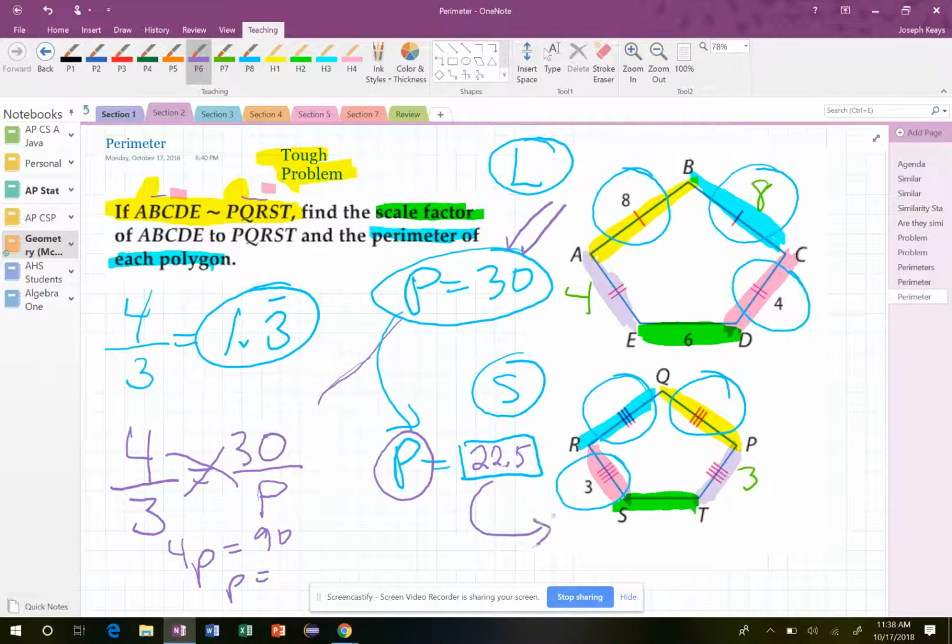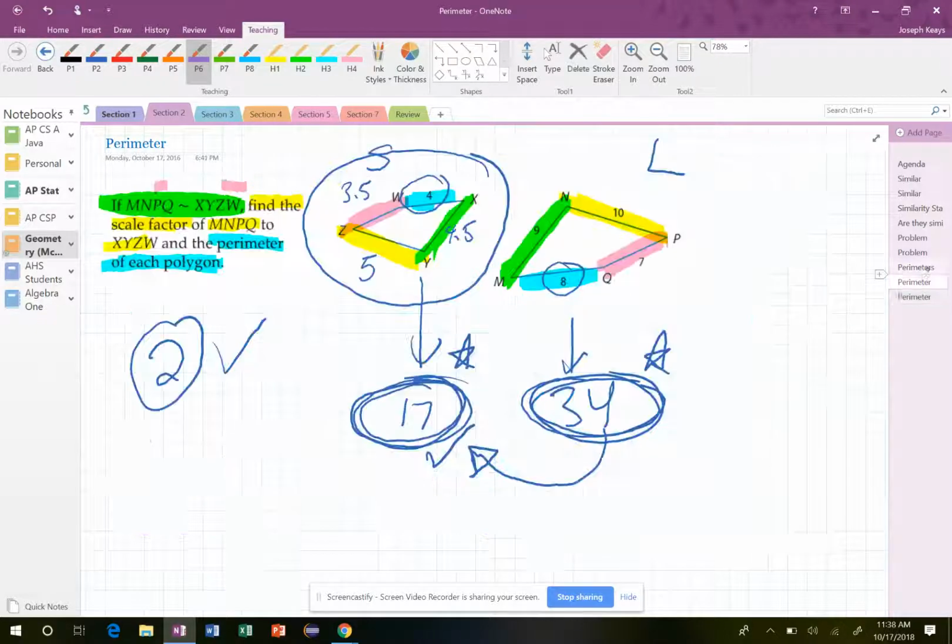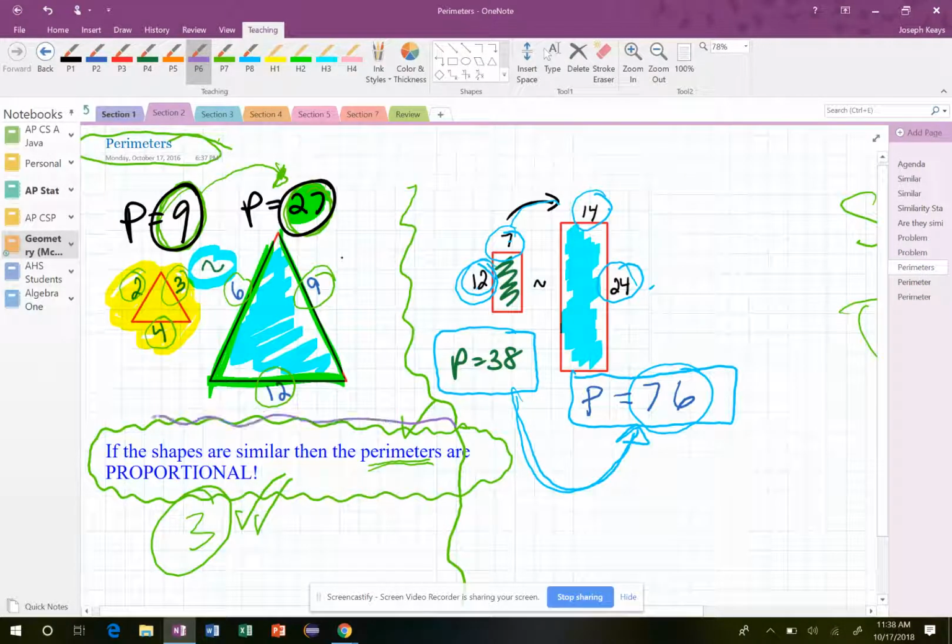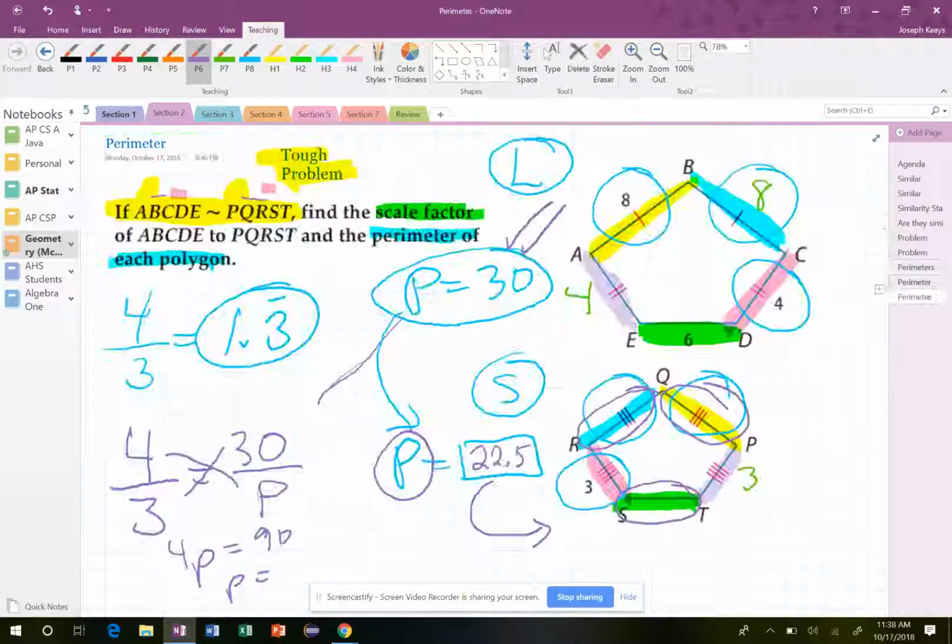Notice that's very interesting because we don't even know the green, the blue, or the yellow sides, but we were still able to find the perimeter of the smaller shape without knowing these individual sides. And that's all because of this statement right here. If two shapes are similar, then their perimeters are going to be proportional as well. Okay, hopefully that helps. Try the homework for 7-2, dealing with similar polygons.